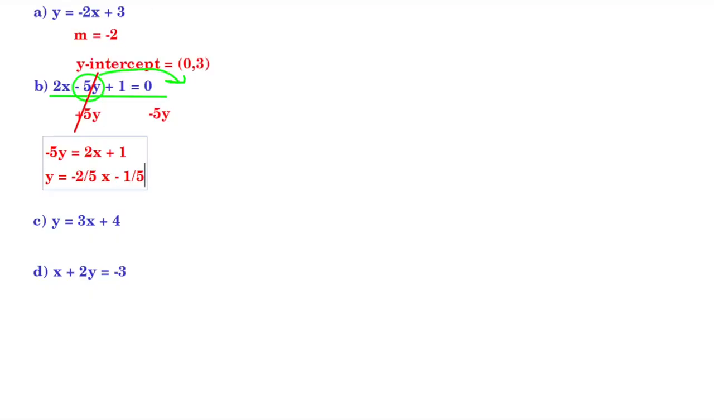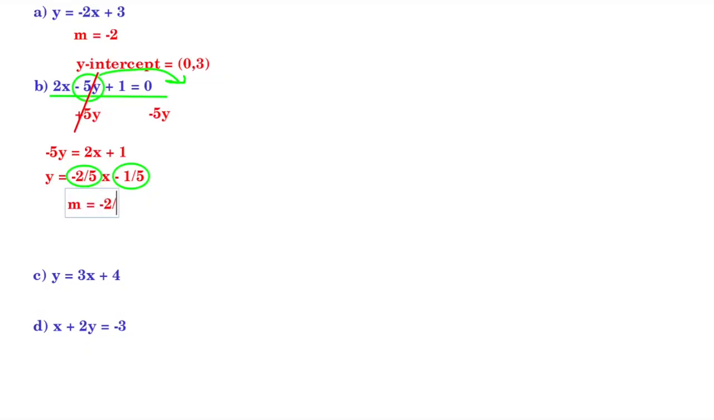Now, what's the gradient and the y-intercept here? The gradient is the coefficient of x, and this is the coefficient of x here. This one is your gradient, and this one is your y-intercept. So what's the gradient here? m, which is the gradient, is negative 2 on 5. And what's the y-intercept? The y-intercept is nothing but negative 1 over 5. As a coordinate, it can be written as (0, negative 1 over 5).